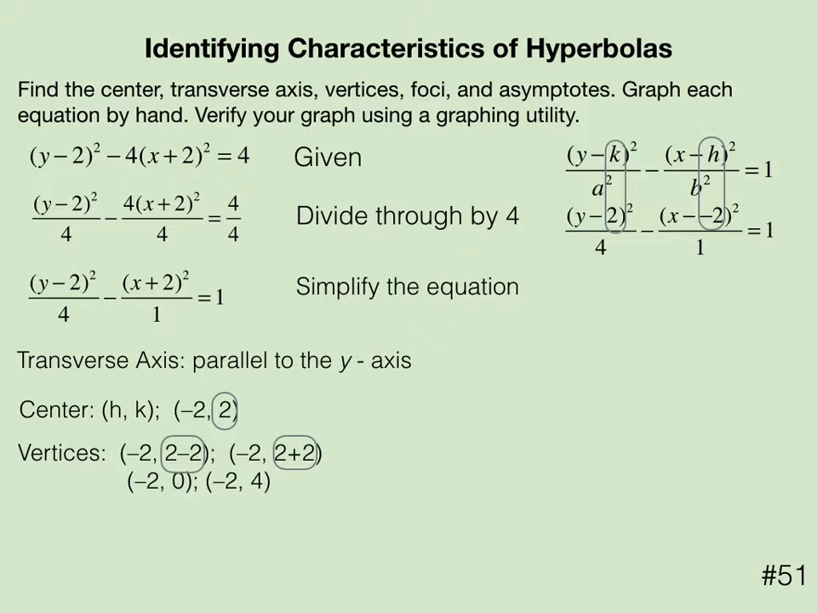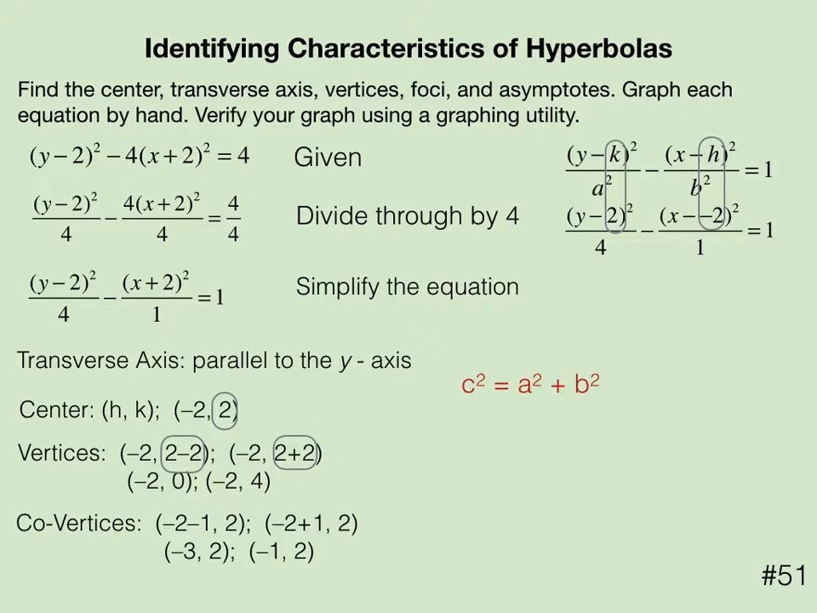Now the co-vertices, I'm going to be looking at the x-coordinate of my center, adding and subtracting the b, which is 1, from the x-coordinate of my center. And we'll simplify this. My co-vertices are (negative 3, 2) and (negative 1, 2).